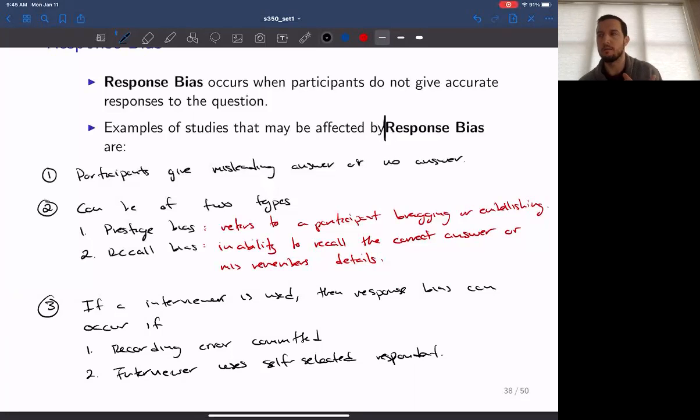I'm not trying to imply that every person that comes into the sample is going to necessarily lie on purpose or anything like this, but there are errors that can occur just because you misremember a specific detail, for example.